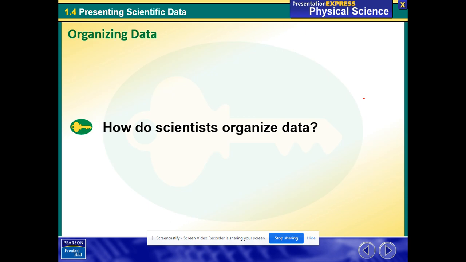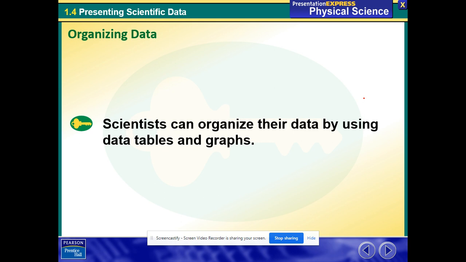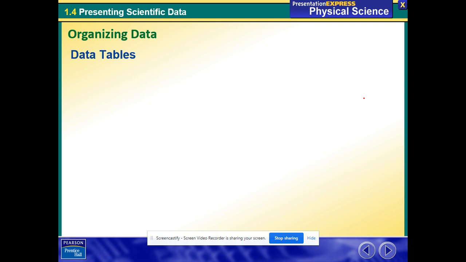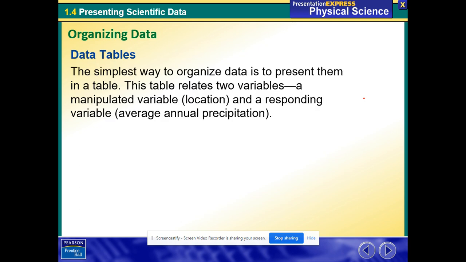So how do scientists organize data? We've already kind of hit on that. They do this by using data tables and graphs, and we just looked at an example of a graph. So let's talk about data tables. The simplest way to organize data is to present them in a table. This table relates two variables, a manipulated variable and the responding variable.